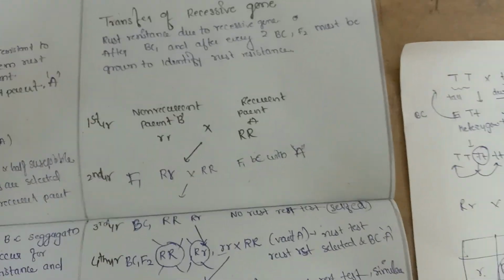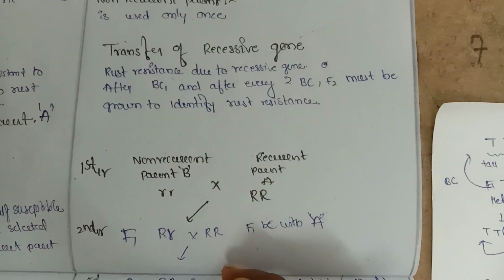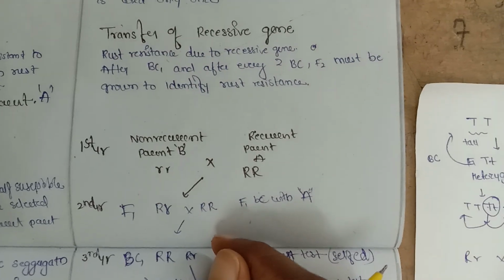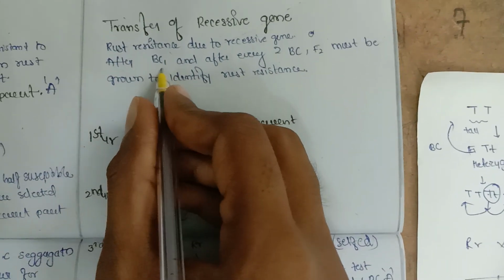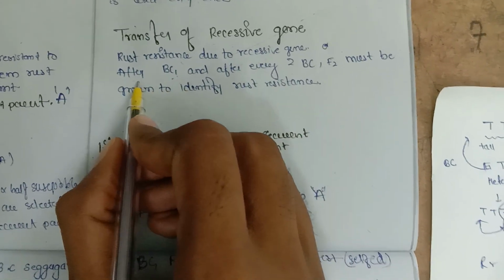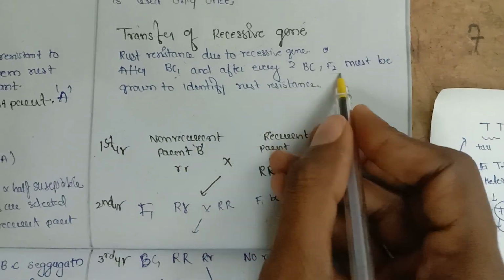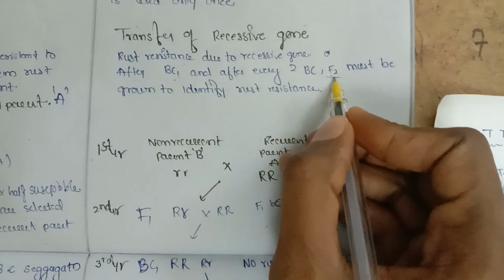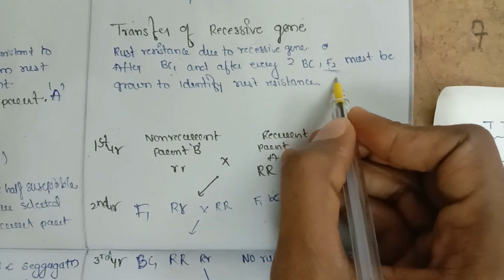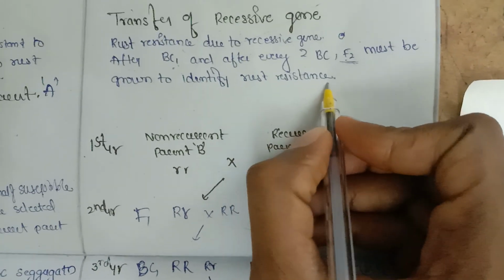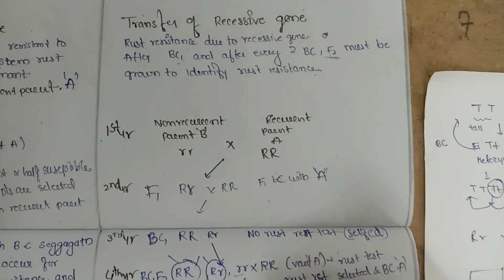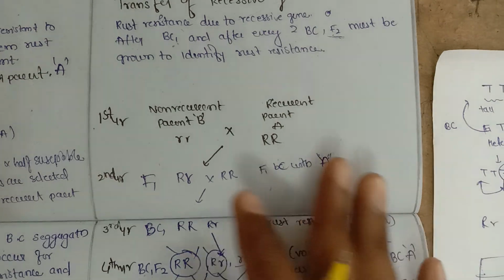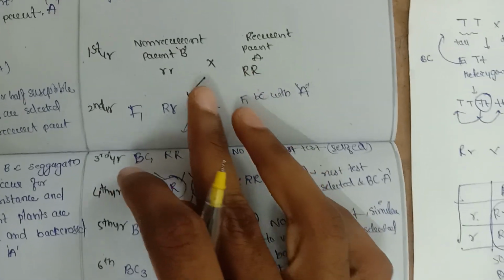Next, let us discuss the transfer of recessive gene. Here the resistance is due to the recessive gene. So after backcross 1, and for every 2 backcrosses, we go for F2 progeny, and in this F2 progeny we identify the rust resistant progeny, and we can go for the cross, and again we go for the backcrosses. So let us see how it will be transferred. The recessive genes are transferred.